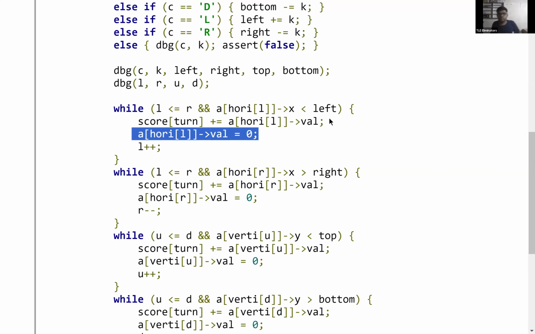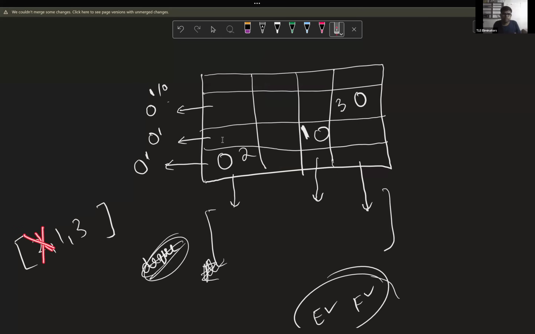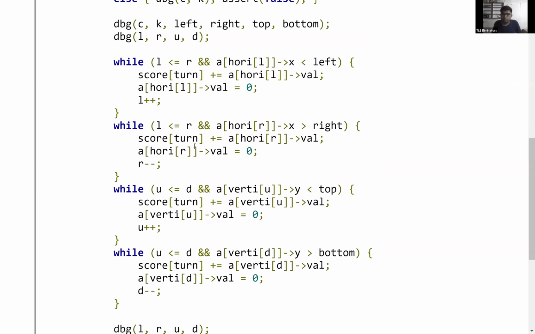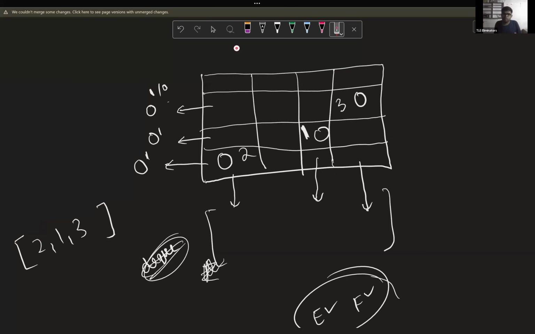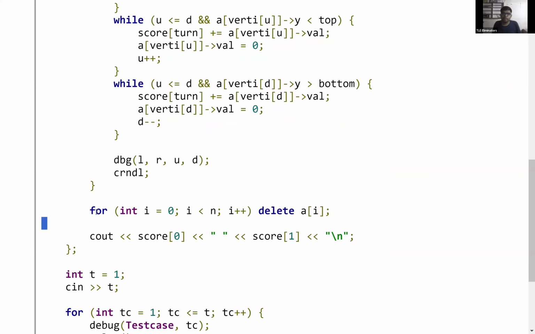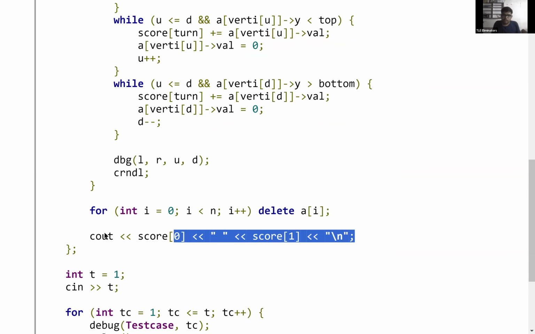In case it was already zero, then this line would not have made any difference. And then I'm having the L plus plus line, because this point has been removed, so there is no point of going over it anymore. And I'm just doing the exact same thing for the other three cases, removing from right, up, or down. And then at the end I'm deleting all the points which I created dynamically, because we have to delete them manually, otherwise they will not be deleted from memory, and it will cause a memory leak. And at the end I'm just printing my score.